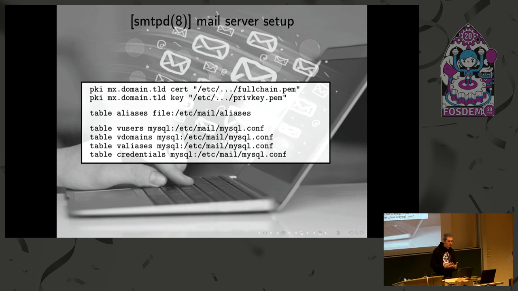The first lines are the certificates, the SSL certificate. You can use whatever you want, your own Let's Encrypt or a certificate you bought somewhere. Then there are the definitions of the tables where your virtual users, your virtual domains, and virtual addresses are, and the credentials are the users you use for SSL authentication to relay outbound email.